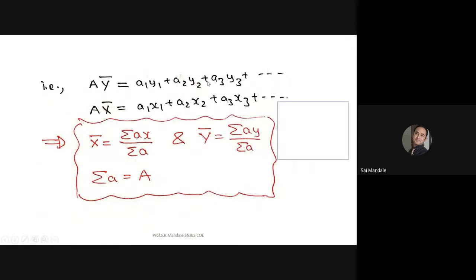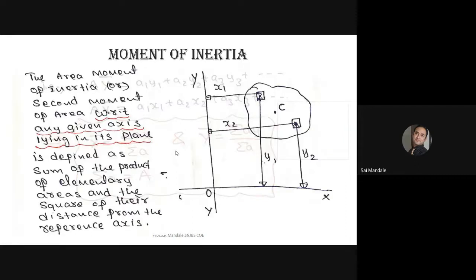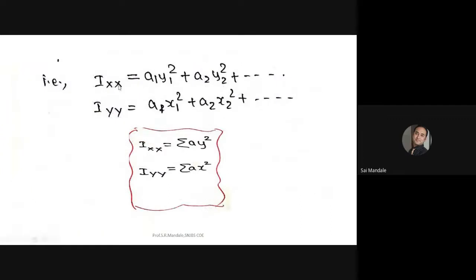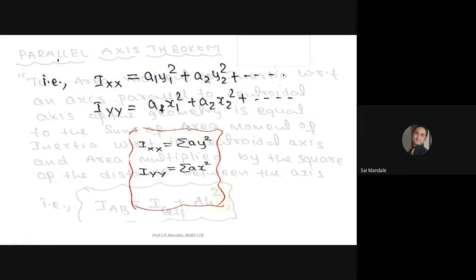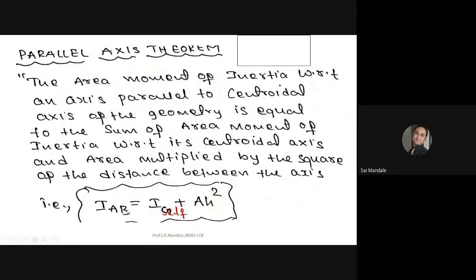This is the first moment of inertia. Then the moment of inertia is the second moment of inertia, that is, a1y1 square plus a2y2 square and so on. Basically, it is the second moment of inertia. Okay, so we have seen the parallel axis theorem.